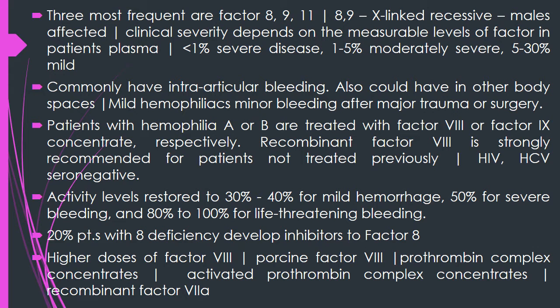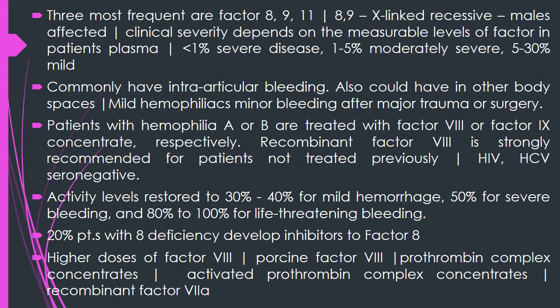The usual treatment is to replace with factor 8 or factor 9 concentrates depending on the disease, and at the same time one can even give recombinant factor 8, which is given for patients who have not been treated previously, and also those who are HIV and HCV seronegative. When replacing these factors, one should see the activity levels being restored up to 30 to 40% for mild hemorrhage, 50% for severe bleeding, and up to 80 to 100% for life-threatening bleeding.